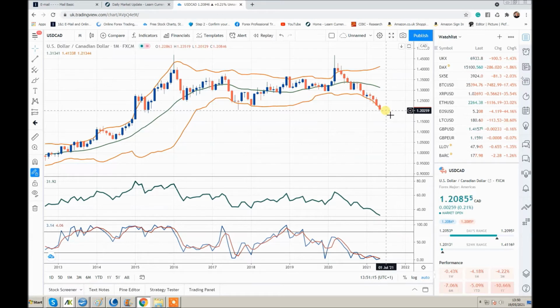Monthly support. We've come down to it. Tail there back in 2017. Then you've got a double bottom over here in 2015. Big fall. Your major monthly support, yeah? 120 is the key level.